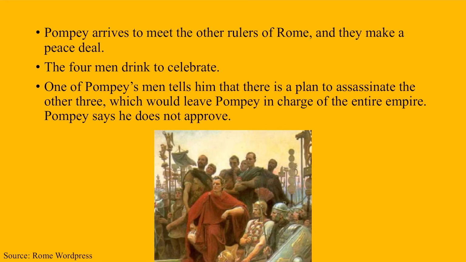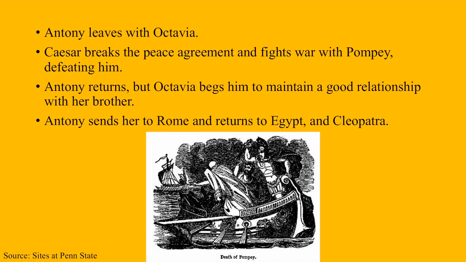The four men drink to celebrate. One of Pompey's men tells him that there is a plan to assassinate the other three, which would leave Pompey in charge of the entire empire. However, Pompey says that he does not approve. Antony leaves with Octavia. However, Caesar breaks the peace agreement and he fights a war with Pompey, defeating him. Antony then returns, but Octavia begs him to maintain a good relationship with her brother.